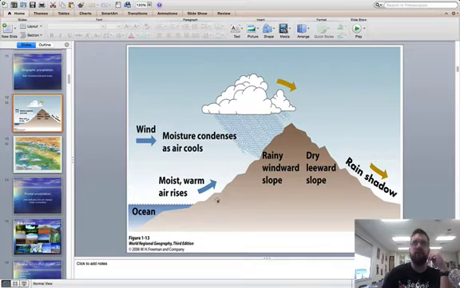So basically, the rain all falls on this side of the mountain range. On the other side of the mountain range, you're going to see a desert. So that's why you can see deserts very close to the ocean, because if you have a mountain range in between them, that's going to block that moisture from being able to make it over to that area.